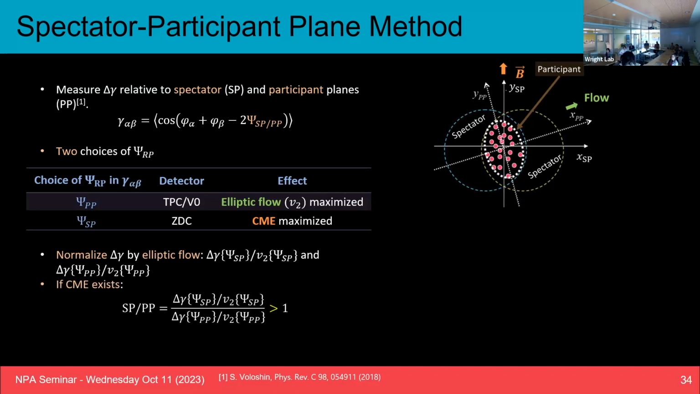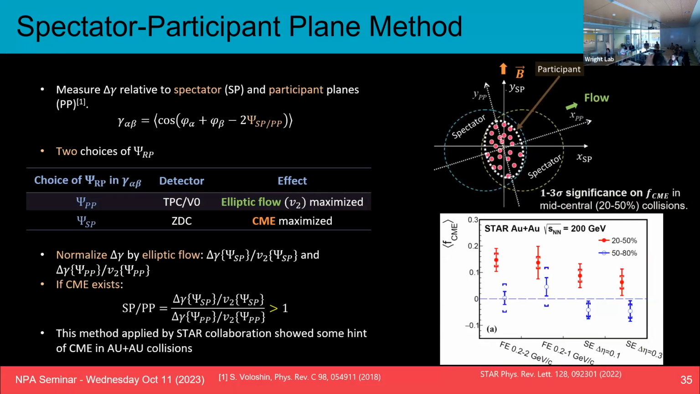Okay, so in the end, we want to take the ratio of these two. As I said, this spectator plane is coupled strongly with the CME maximum. So if you take the ratio of them, you should see something. If CME really exists, you should see something larger than 1. This method has also been tried by the STAR collaboration in the global analysis. They extract something called the fraction of CME in this observable, and they do see something like a few sigma significance.